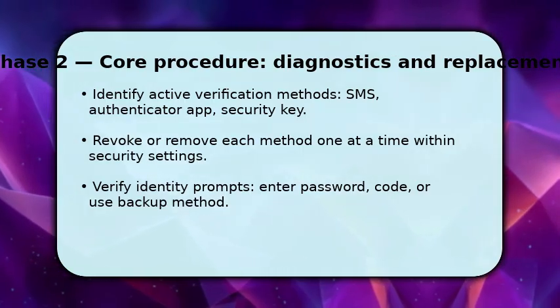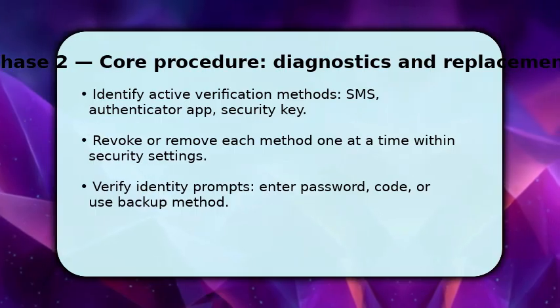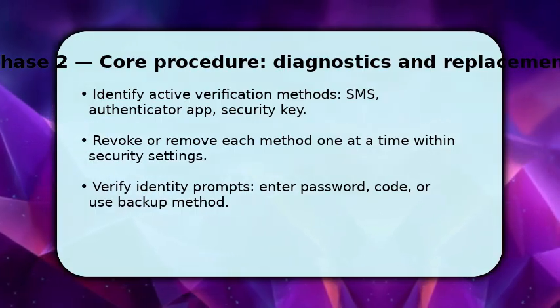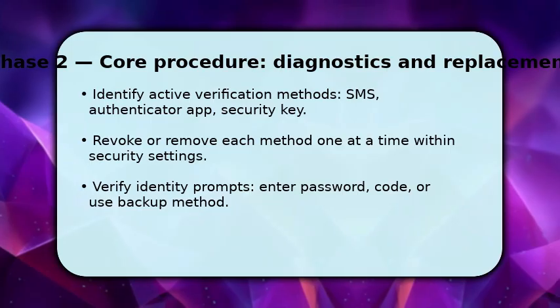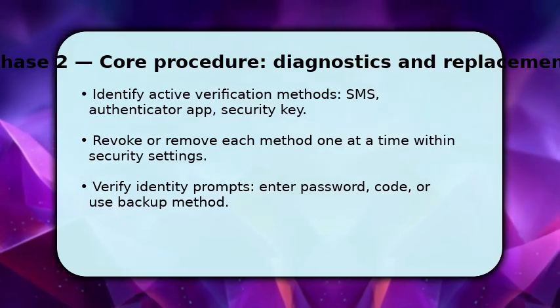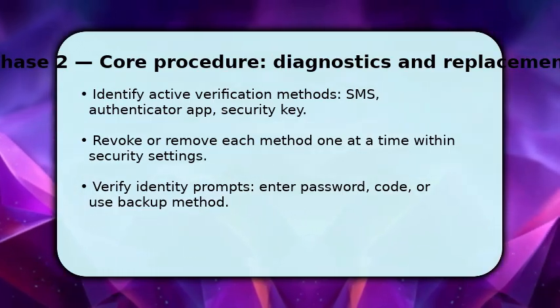Disconnect any security key. During removal, you may be prompted to re-enter your password or a current code. Complete those steps to prove it's you. Once done, the account will allow the final toggle to turn two-step off.